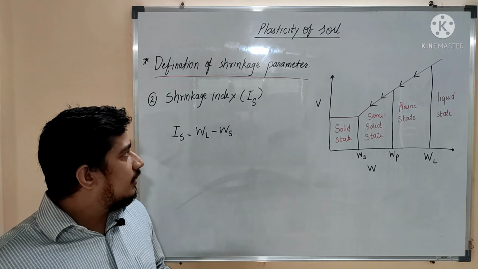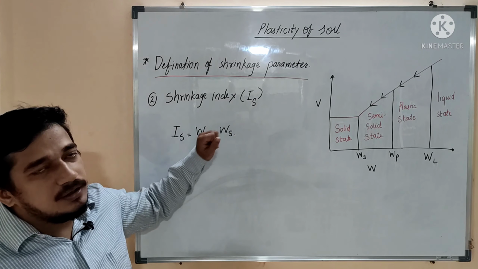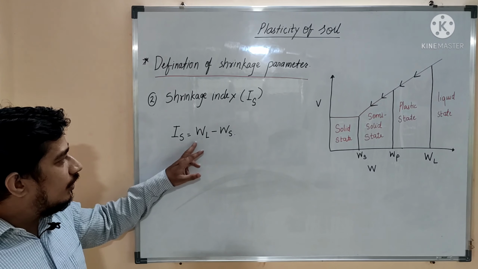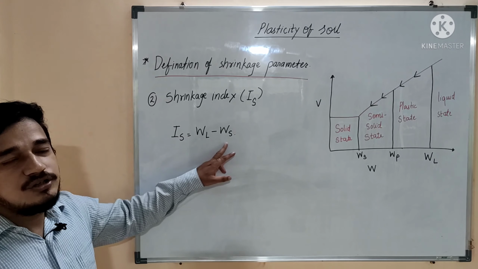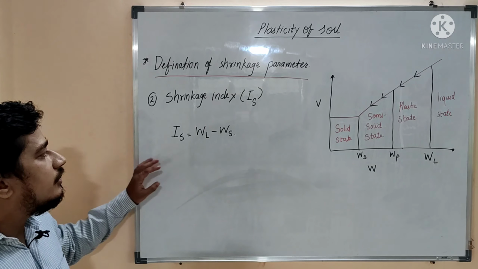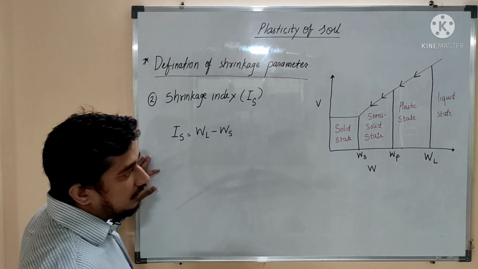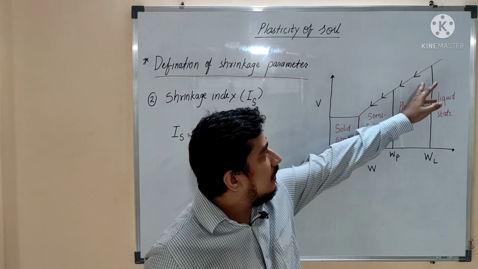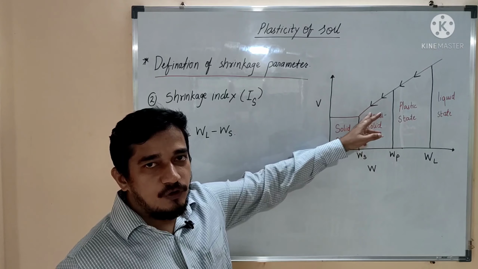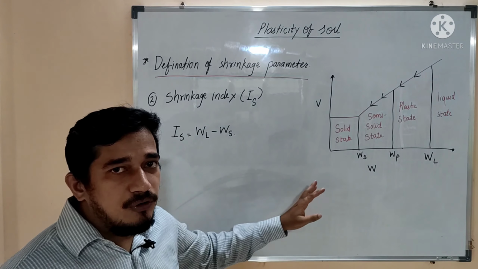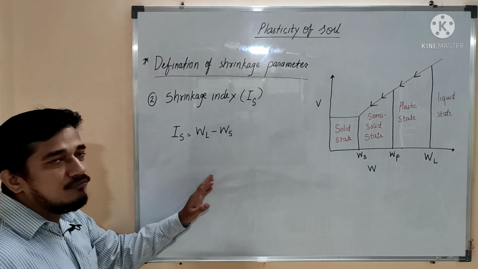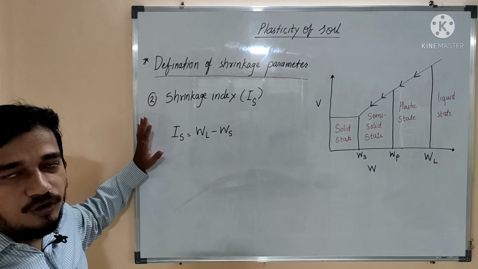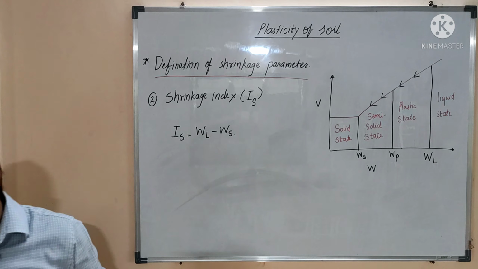Okay, another parameter is the shrinkage index. Shrinkage index is nothing but the numerical difference between the liquid limit and shrinkage limit. In other words, we can say that between the liquid limit and shrinkage limit, there is a reduction in the volume of a soil. So the range over which there is a reduction in volume of a soil can be termed as the shrinkage index. That's all about the shrinkage index.